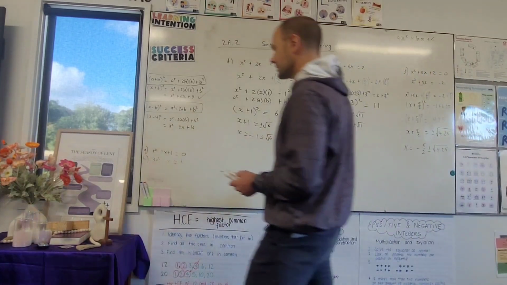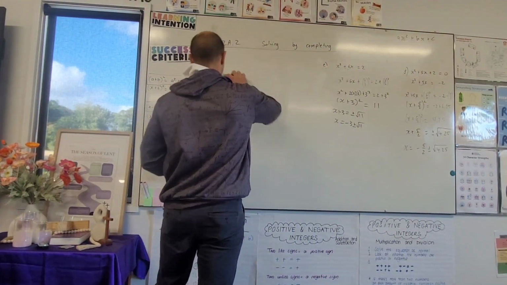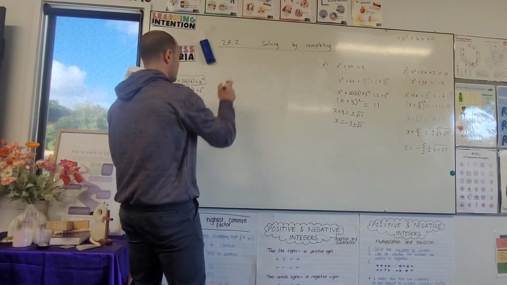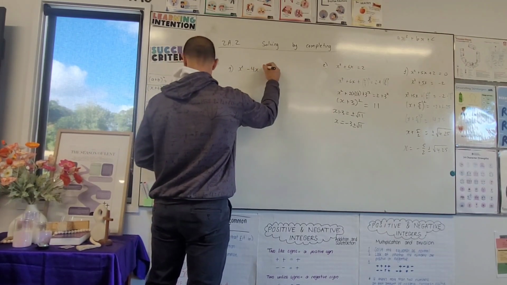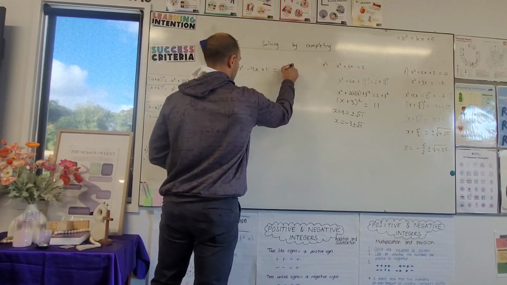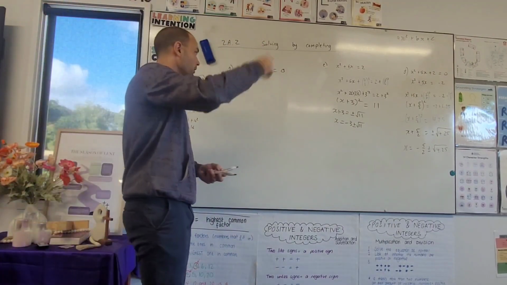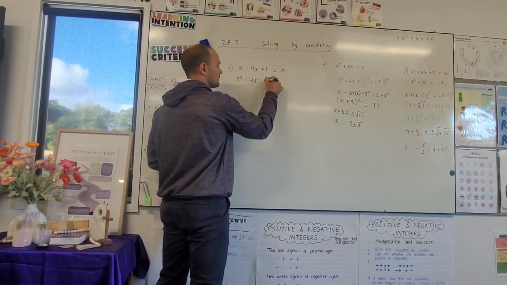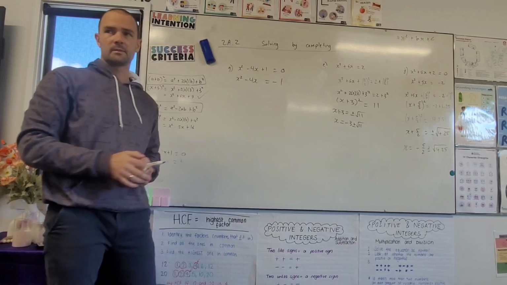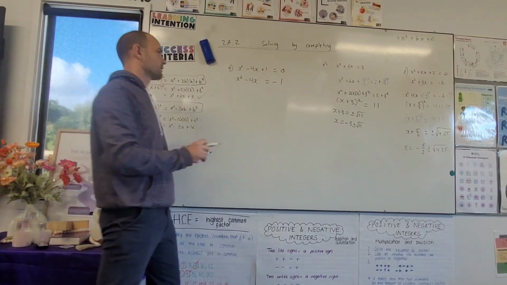All right, on to G. Now G we have is x squared take 4x plus 1 equals 0. Step 1, move the constant term over to the right-hand side. Step 2, we're going to add b divided by 2 squared to both sides.